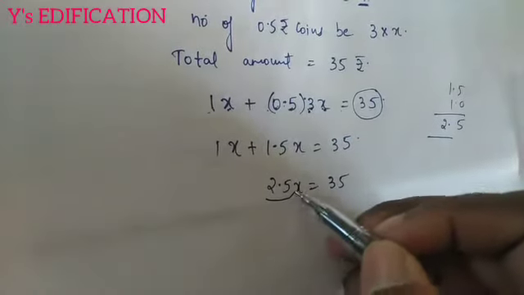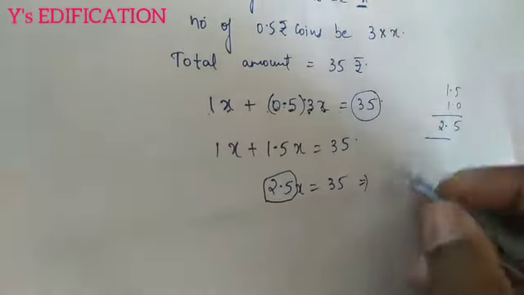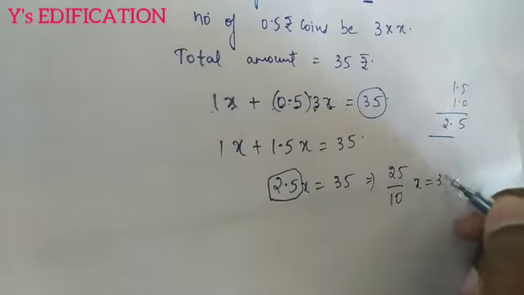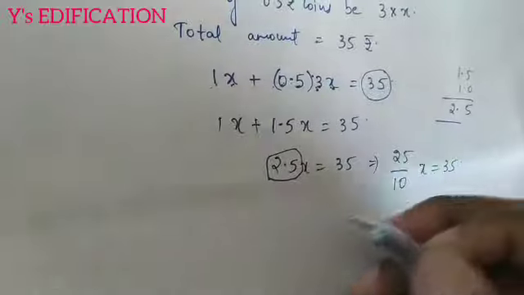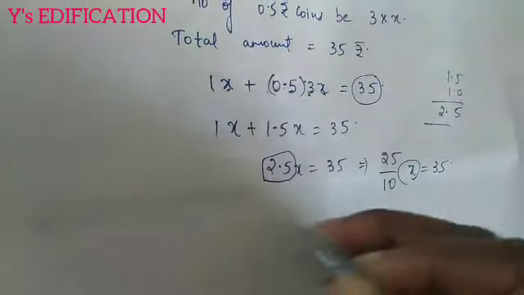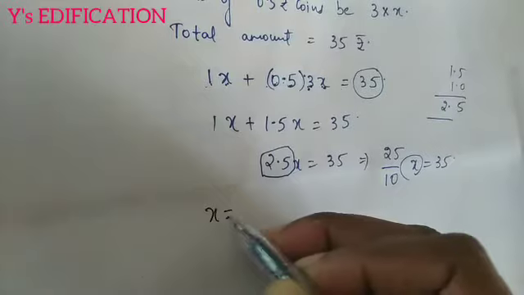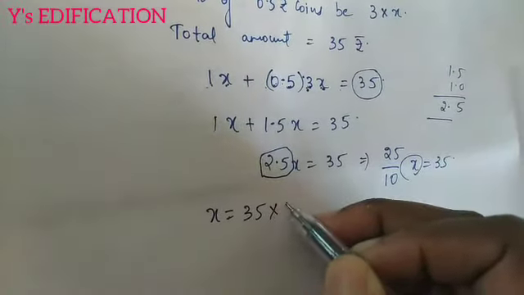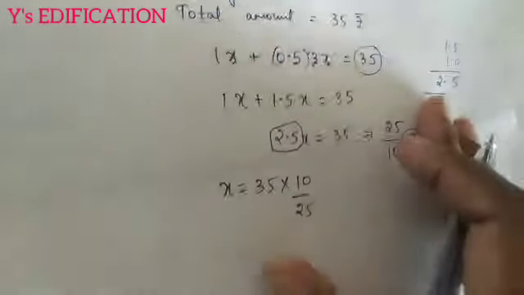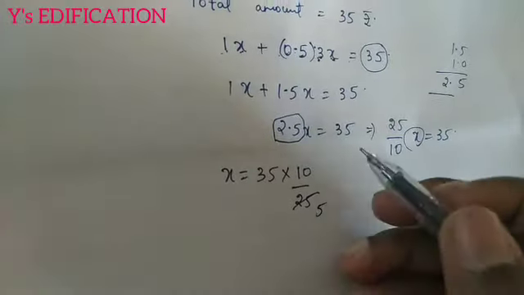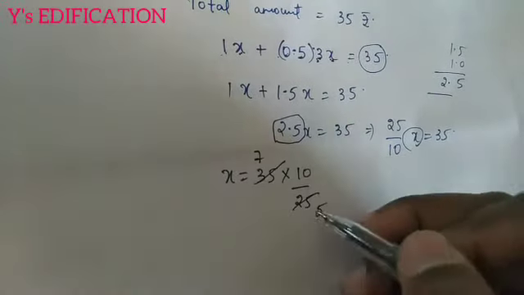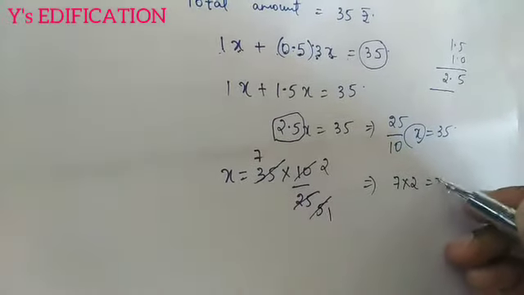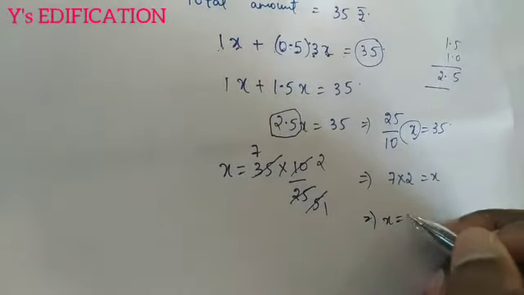I will convert this decimal into a fraction. So 25 by 10 into x is equal to 35. I want the x value, so I am sending 25 by 10 to the other side. So x is equal to 35, and since it is in the form of multiplication, it becomes division, that means reciprocal, into 10 by 25. Now 5 into 5 is 25, 5 into 7 is 35, 5 into 2 is 10. So x is 7 into 2. That means x is equal to 14.